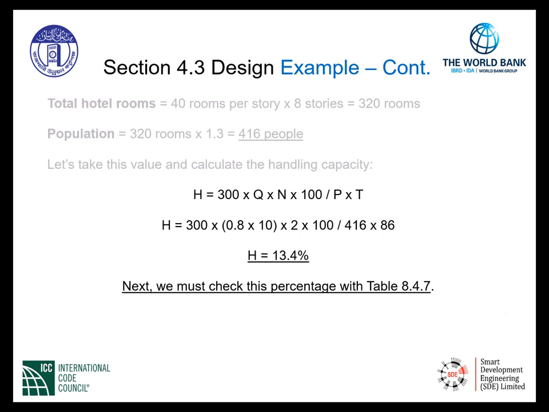Continuing our example, we will now input the variables. We solve this equation as H equals 300 times 0.8 times 10 times 2, which would be the N variable, times 100. We simply divide that by 416, which is our total population, times 86, resulting in our solution of 13.4%. Next, we must check this percentage with the allowable values in Table 8.4.7.